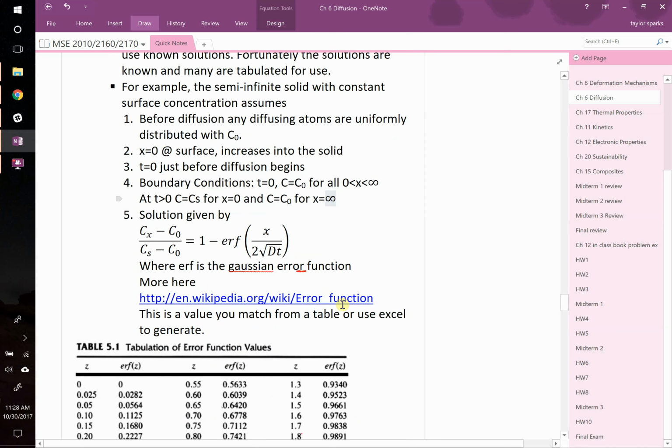And from that, you have this solution. If those conditions are valid, then this solution can be used to model how the concentration is changing in your sample with respect to time. So it's a little bit of a complicated solution. Let's take a look at this. You've got C(x). That's your concentration at any position x.